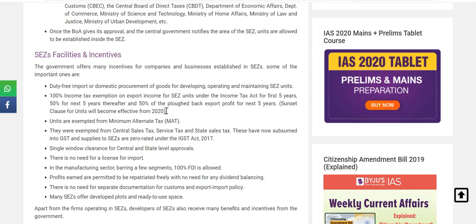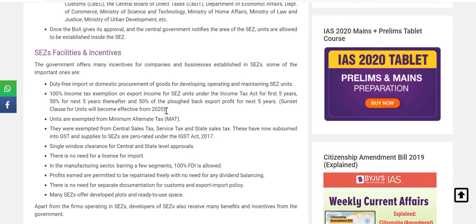Then they would be exempted from the minimum alternate tax. Minimum alternate tax is for small units where they show book profit as 0, and as a result they don't pay corporate tax. So the small units pay minimum alternate tax, but units within the SEZ are exempted from this minimum alternate tax.